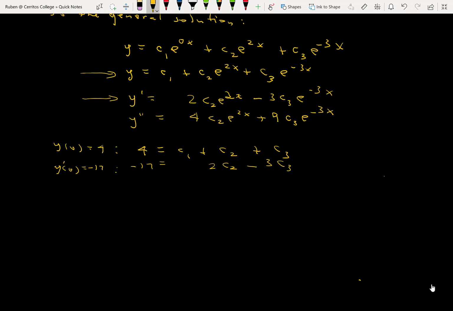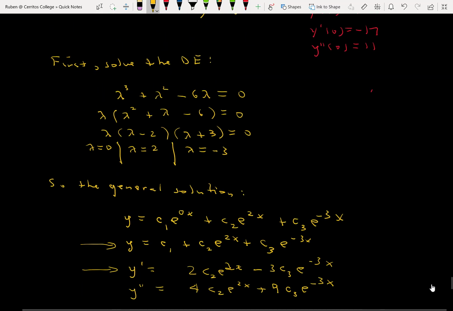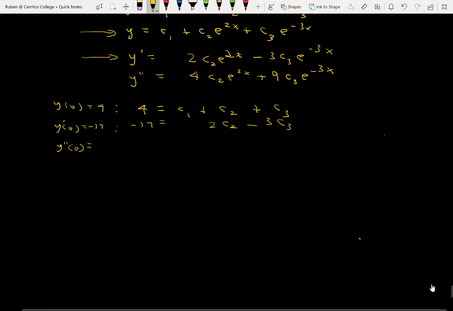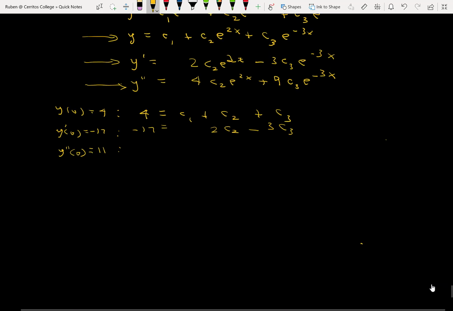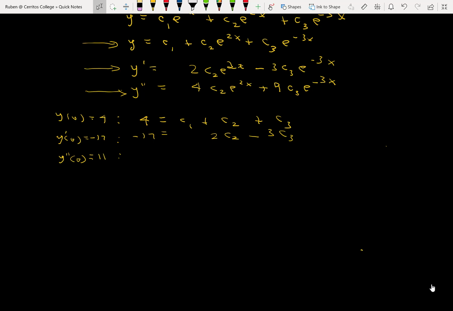And finally, applying our third initial condition, y double prime of 0 equals 11 to our solution. Substituting x equals 0 and y double prime of 0 equals 11 into our second derivative, we get 11 then equals 4C2 plus 9C3.